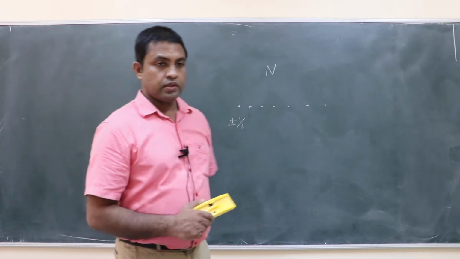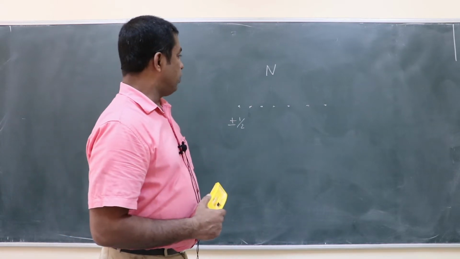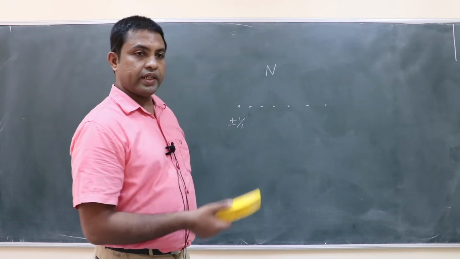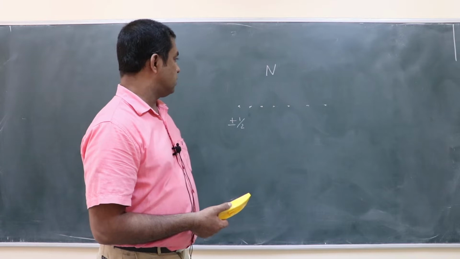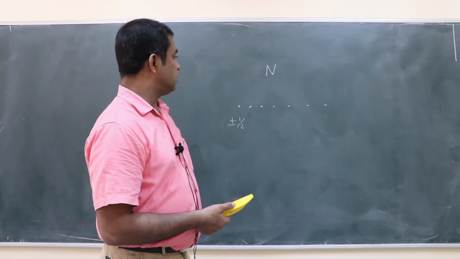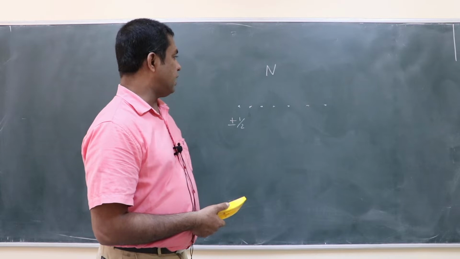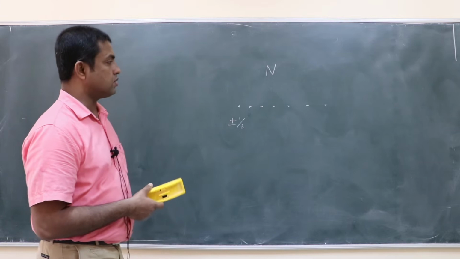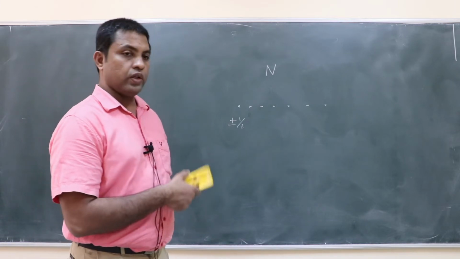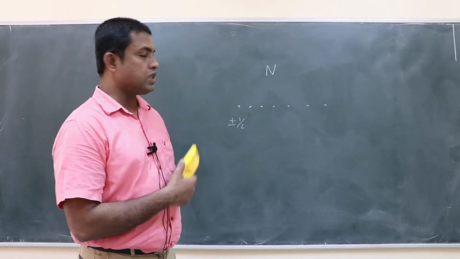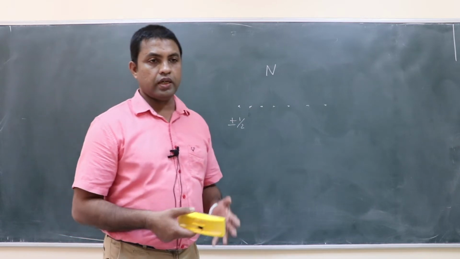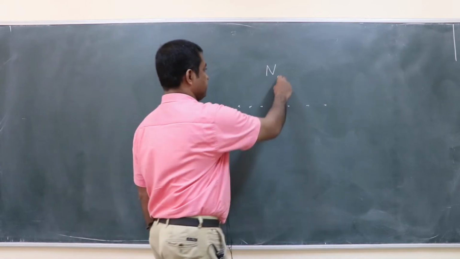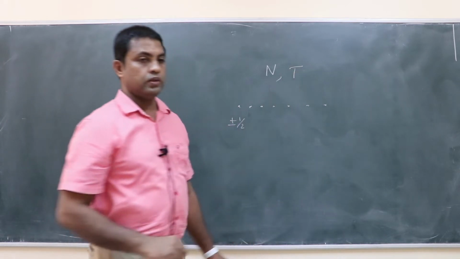So, the question is, we have to calculate the total magnetization, total energy, and the specific heat. These are the three quantities we have to calculate for this system. This system is in an environment with a temperature T.